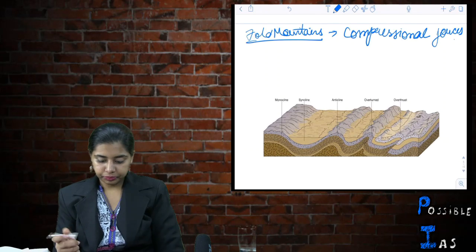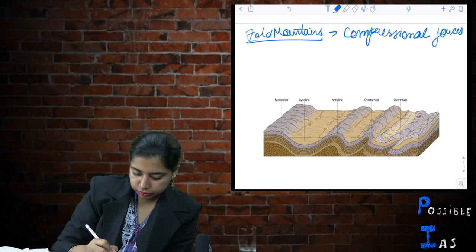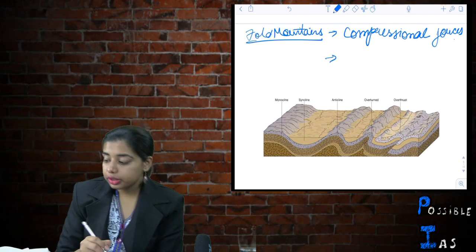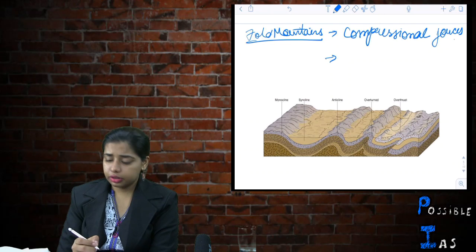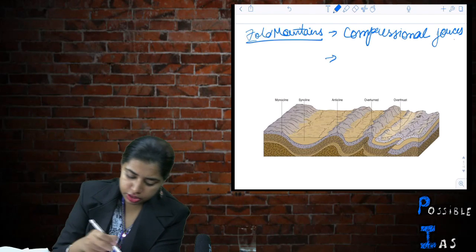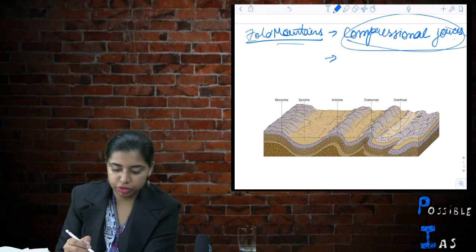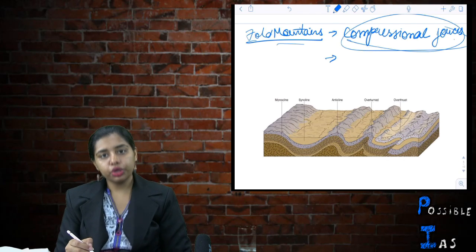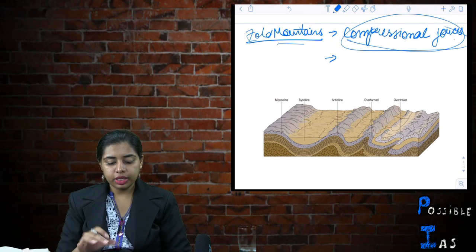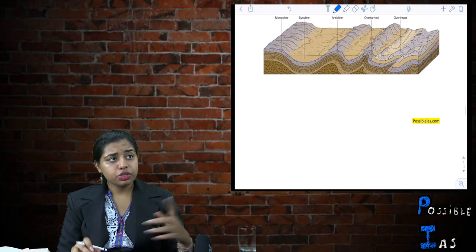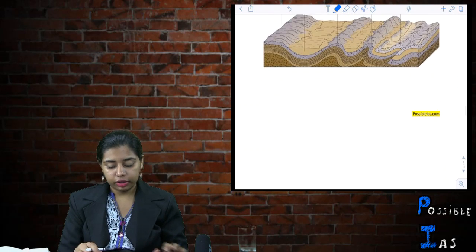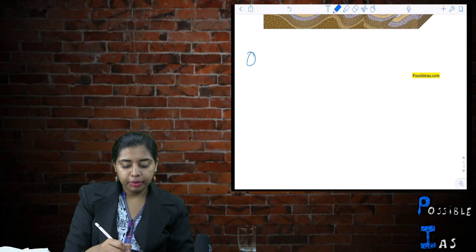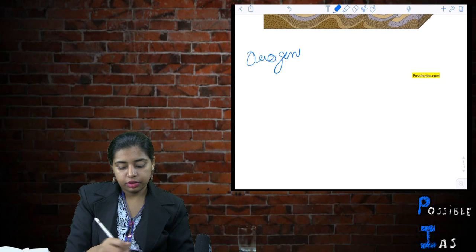So these are the different types of mountains that are formed. First is the fold mountains, which are formed because of compressional forces. Like I told you, the process of mountain formation is known as orogeny. Orogeny has happened a lot of times on the earth, so there are different periods of orogeny.